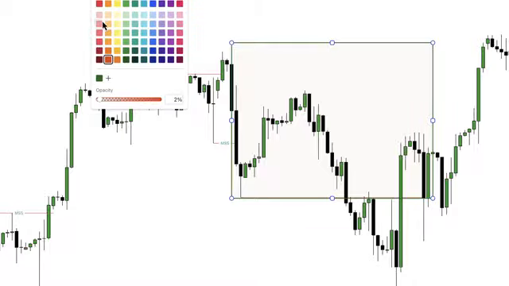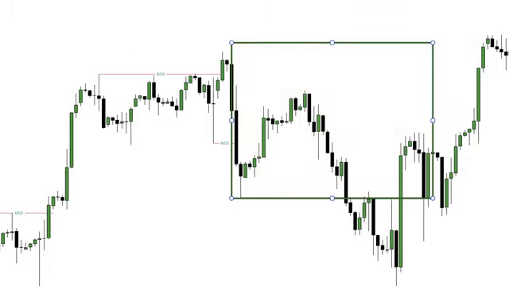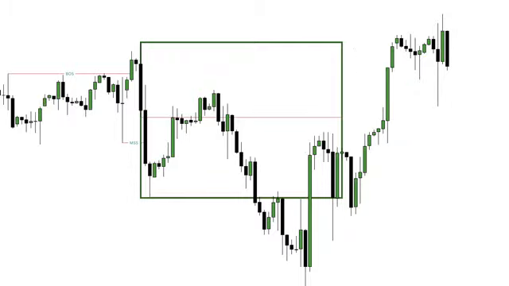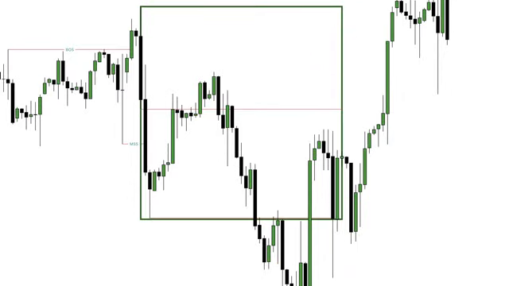Perfect one. I hope you're watching what I'm saying. So if you have this, let's assume in this box, the middle of this box here, the middle is your equilibrium point. And then above this place is your premium, below it is your discount.